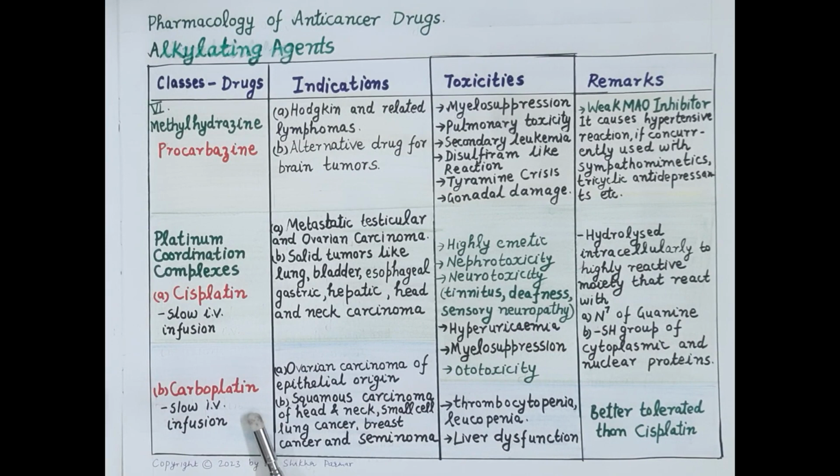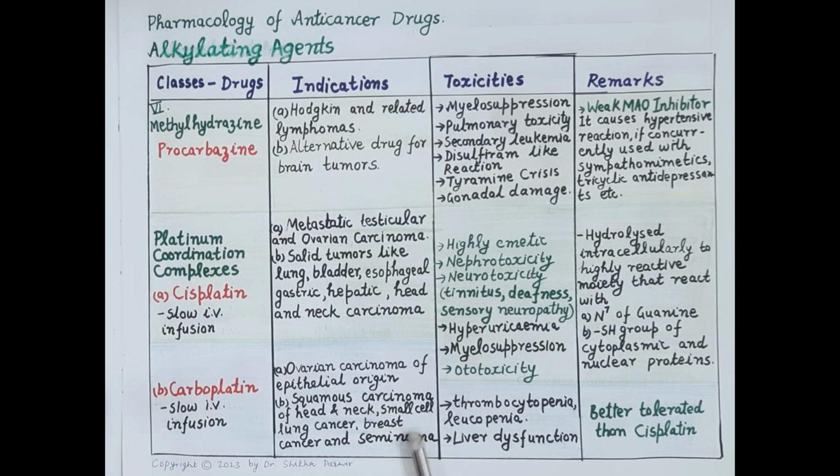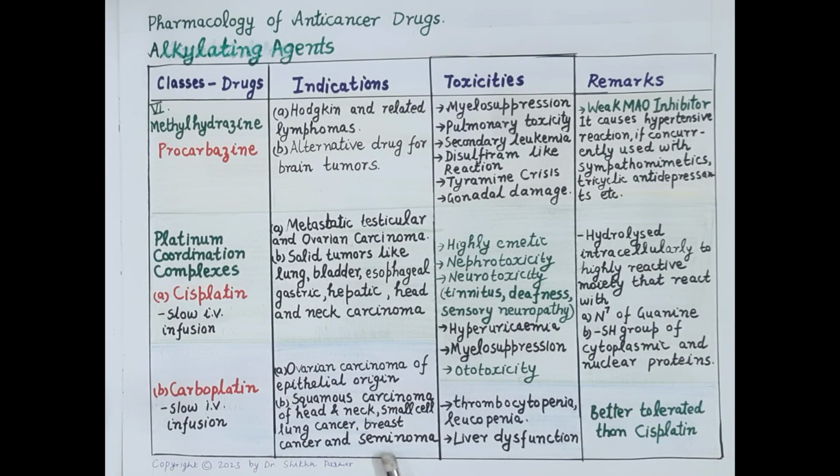Now, this is another less reactive second generation platinum coordination compound, and its mechanism of action is similar to that of cisplatin, and it is indicated in ovarian carcinoma of epithelial origin, then squamous carcinoma of head and neck, then small cell lung cancer, breast cancer, and also useful in seminoma, that is the testicular cancer.